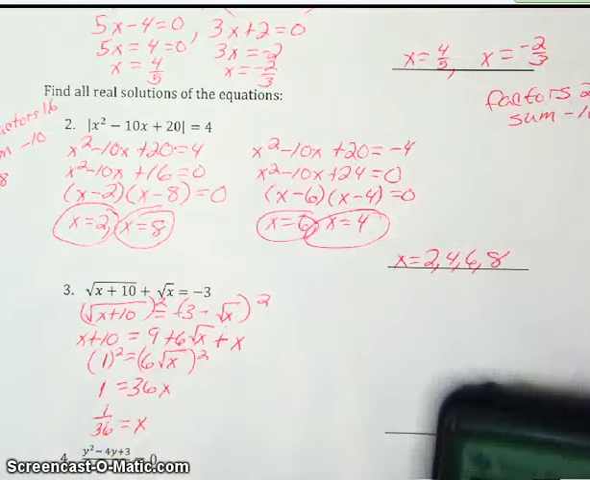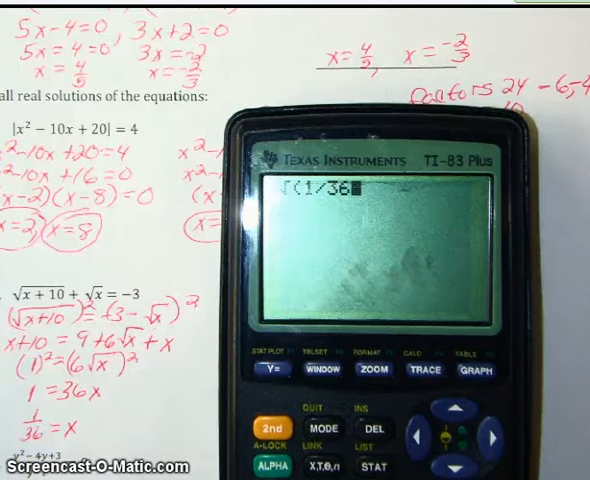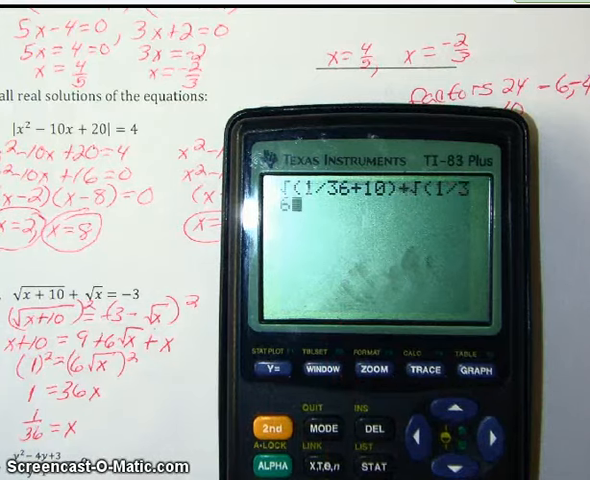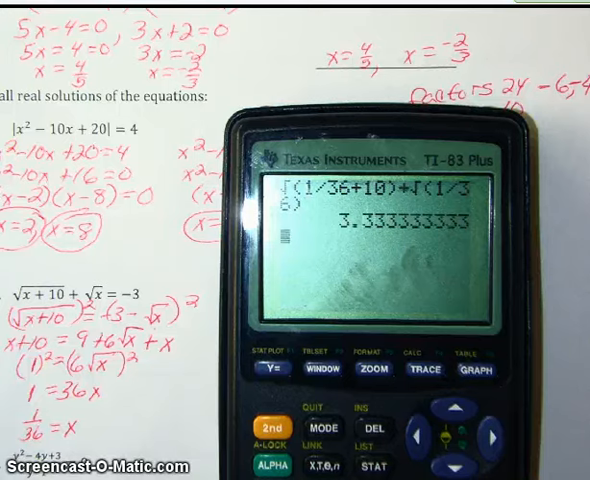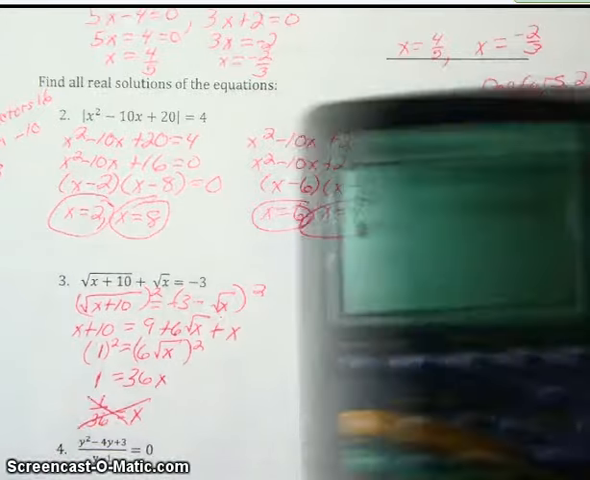Okay? Let's check for extraneous solutions. Okay? I've got the square root of 1 over 36 plus 10, close parentheses, plus the square root of 1 over 36, okay, close parentheses. All right, does that equal negative 3? It does not, okay? So this is an extraneous solution. There's no solution.